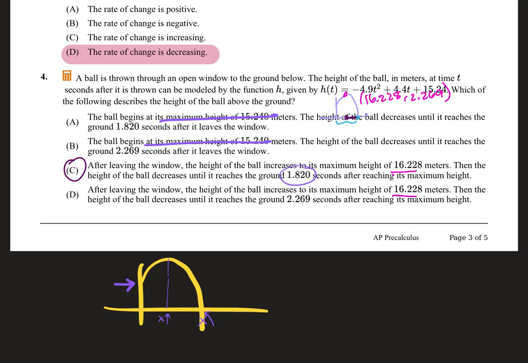So wait, which X are we looking at? You needed both because it says the height of the ball decreases until it reaches the ground 1.82 seconds after reaching its maximum height. So we needed to know the difference in these X's. The X of your 0 minus the X of your max was what you were looking for.